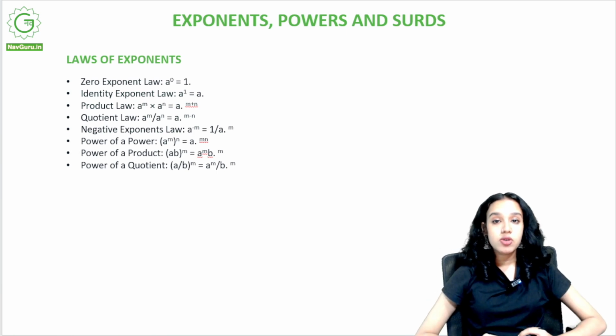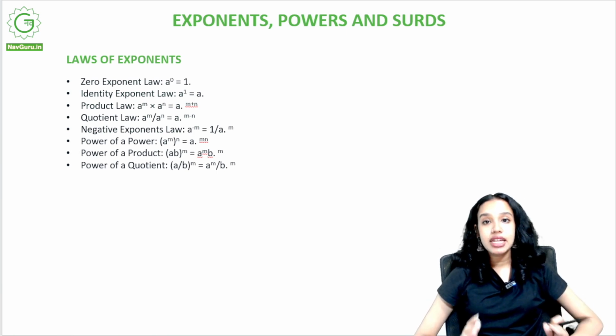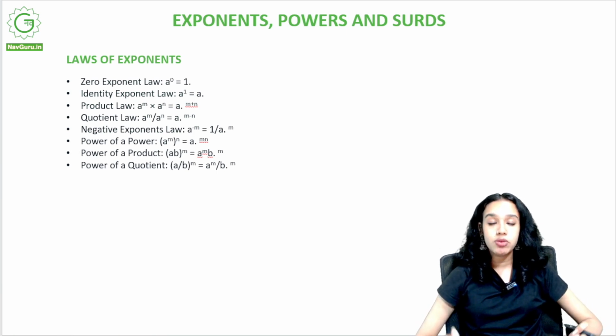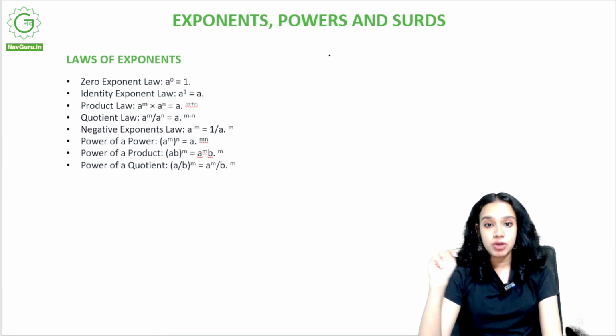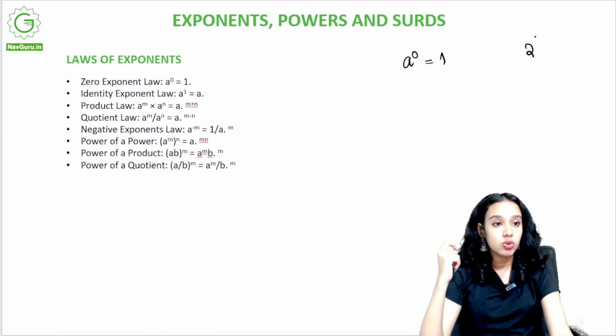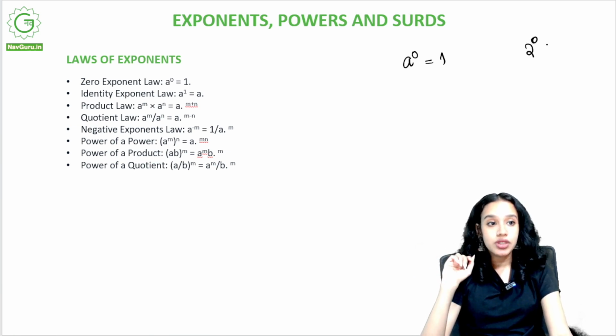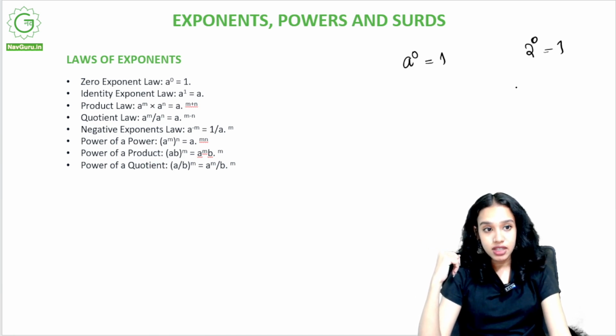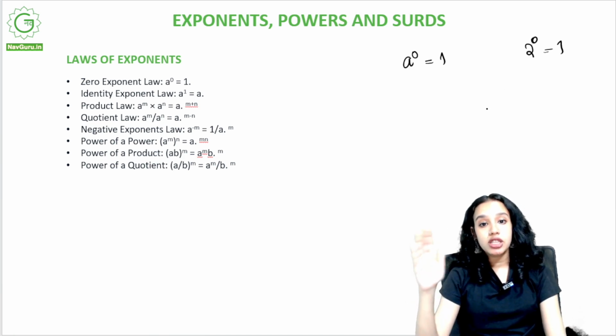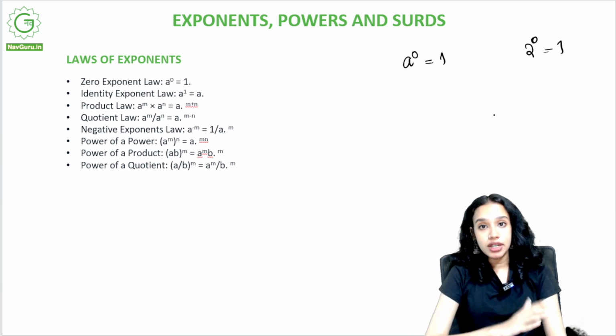Now, laws of exponents. This is a very important portion which would be used for the higher applications. First let's talk about the zero exponent law, right? So, zero exponent law is a raised to 0 is actually 1. How did this happen? Let's say any number, 2 raised to 0, that is 2 multiplied 0 times, that is 1, right? So, any number with a power of 0 is equal to 1.